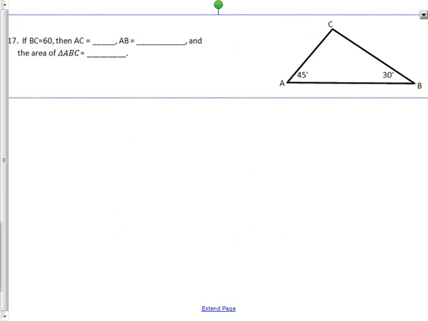All right, last one I want to talk about is number 17. If BC is equal to 60, so basically they're saying right here, this side is 60, then AC would be what? And basically they want you to figure out this. I'm going to call it A. What kind of a triangle did they give me? This is a weird one. They gave me a 45 here and a 30 there.